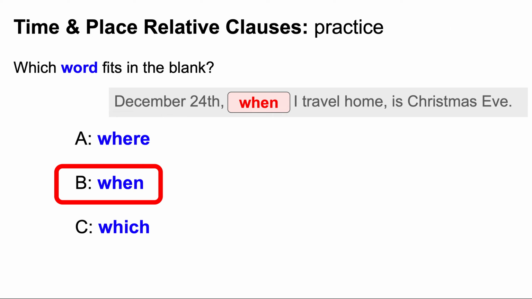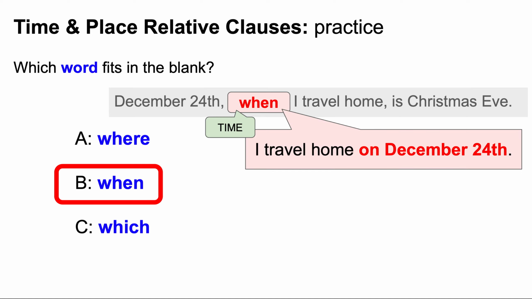December 24th, when I travel home, is Christmas Eve. When I travel home is a time relative clause. That is, I travel home on December 24th. On December 24th is a time. Next.